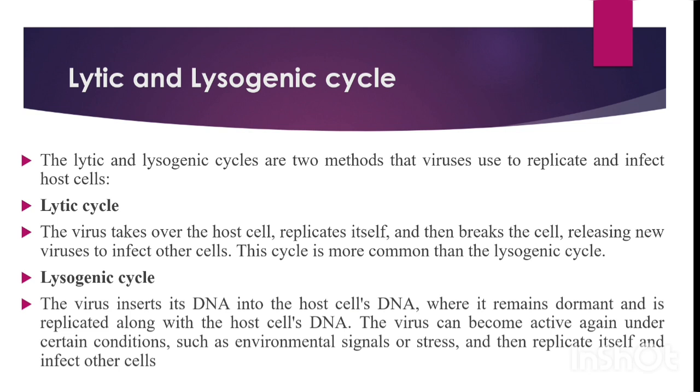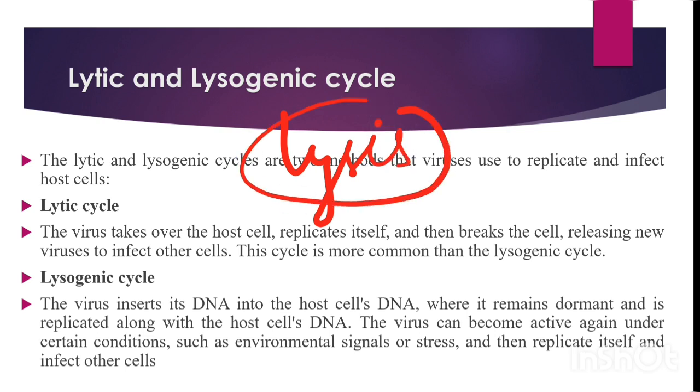Next, what are the lytic and lysogenic cycles? By following either of these pathways, a virus can complete its life cycle and replicate. At first, what is the lytic cycle? As the name suggests, lytic comes from lysis, which means breakdown. In the lytic cycle, the virus takes over the host cell, replicates itself, then breaks the cell, releasing new viruses to infect other cells. This cycle is more common than the lysogenic one. Next is the lysogenic cycle.